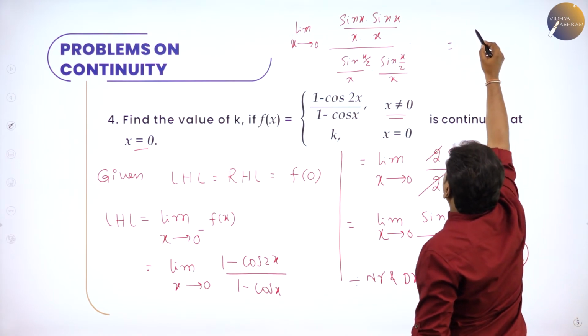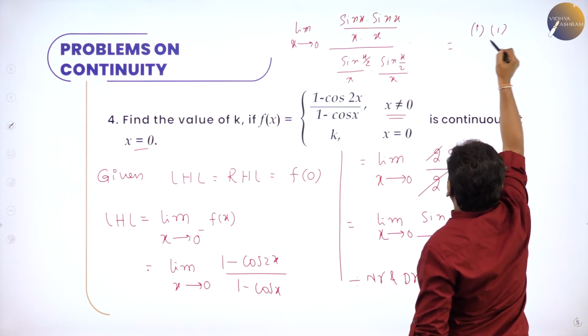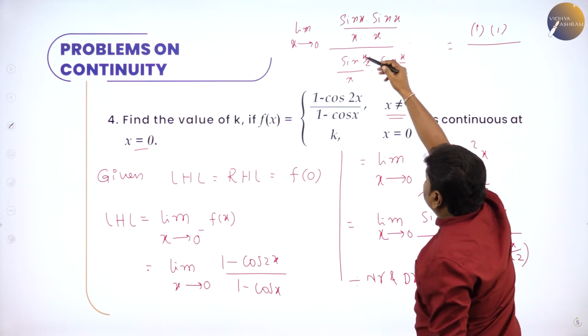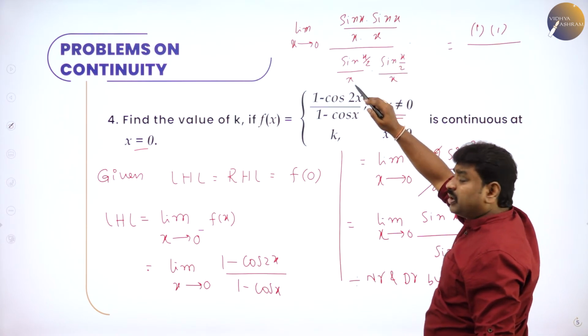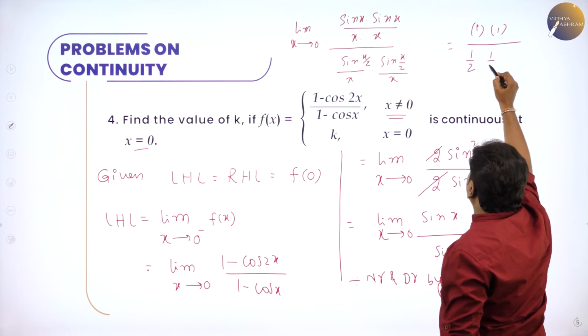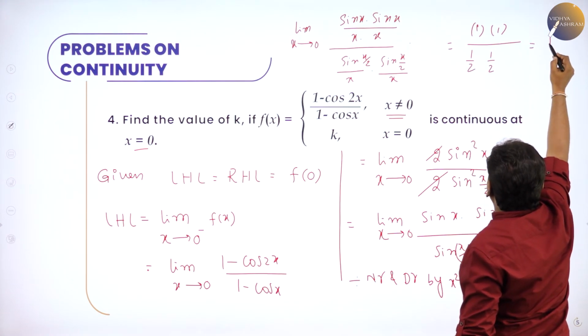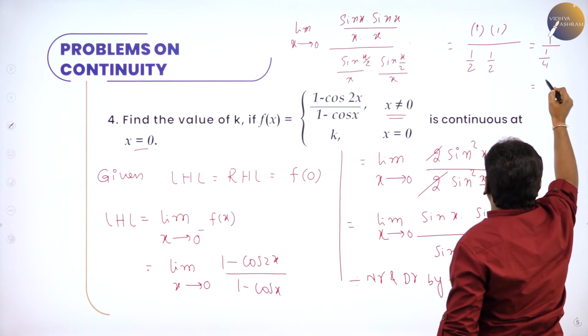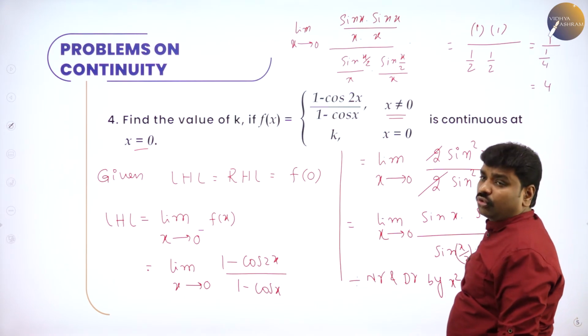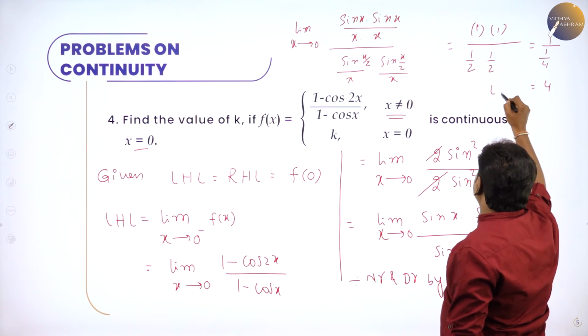If you do that, the numerator becomes 1 into 1, and the denominator becomes 1 by 2 into 1 by 2, since a 2 is there, so I have to divide and multiply by 2. Totally it will become 1 by 1 by 4, that will become 4. So now we'll get 4.